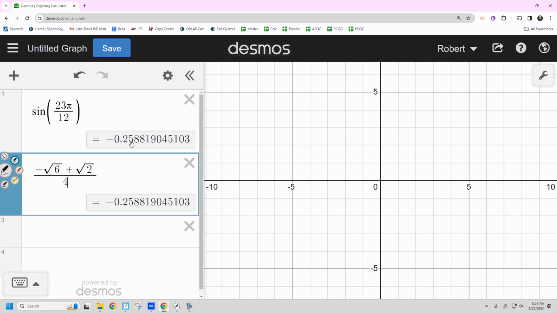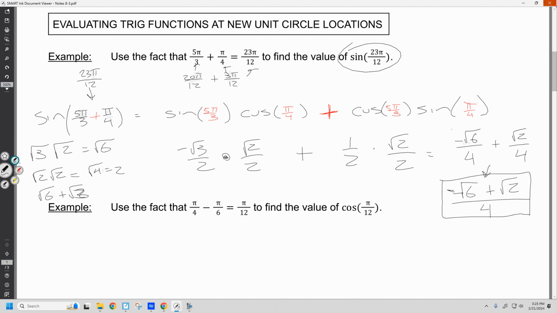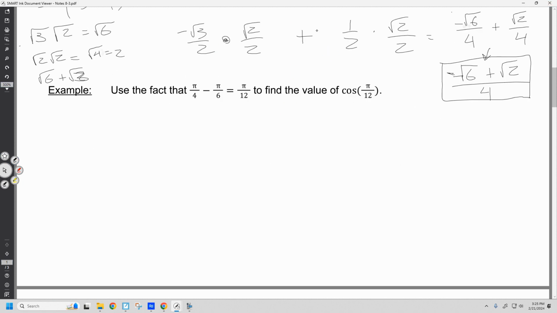Okay? We could do the same thing with a cosine value. Cosine, cosine, sine, sine. Now, here's some things that really trip up some students with the sum and difference formula. First of all, you should understand pi over 4 is the same as 3 pi over 12. Pi over 6 is the same as 2 pi over 12. 3 pi over 12 minus 2 pi over 12 is 1 pi over 12. So that's why pi over 4 minus pi over 6 is pi over 12.